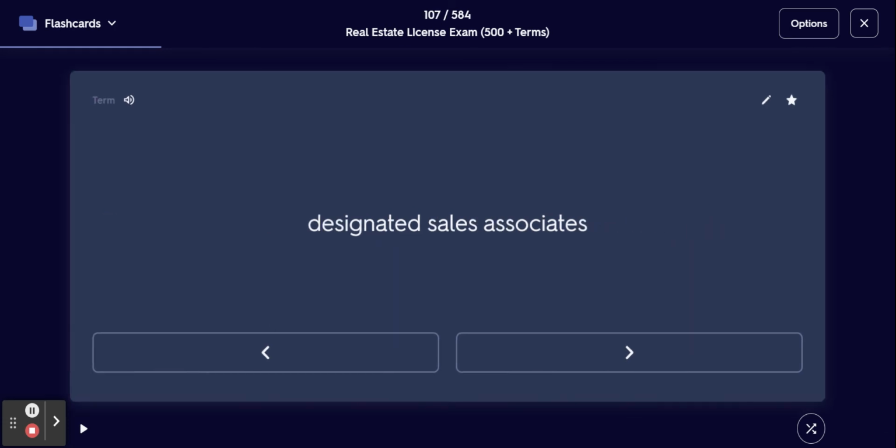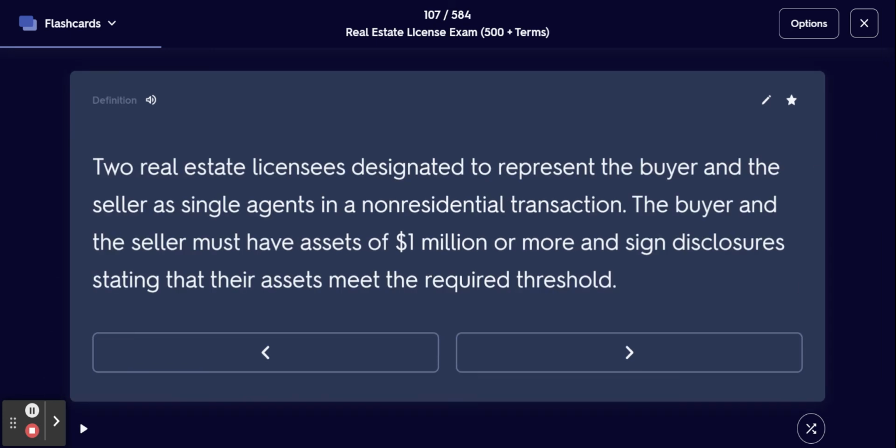Designated sales associates. Two real estate licensees designated to represent the buyer and the seller as single agents in a non-residential transaction. The buyer and the seller must have assets of $1 million or more and sign disclosures stating that their assets meet the required threshold.